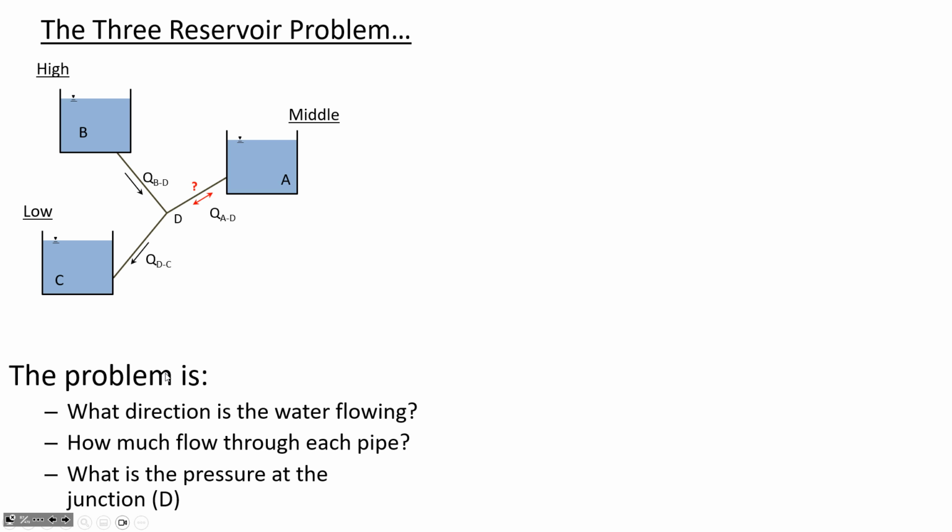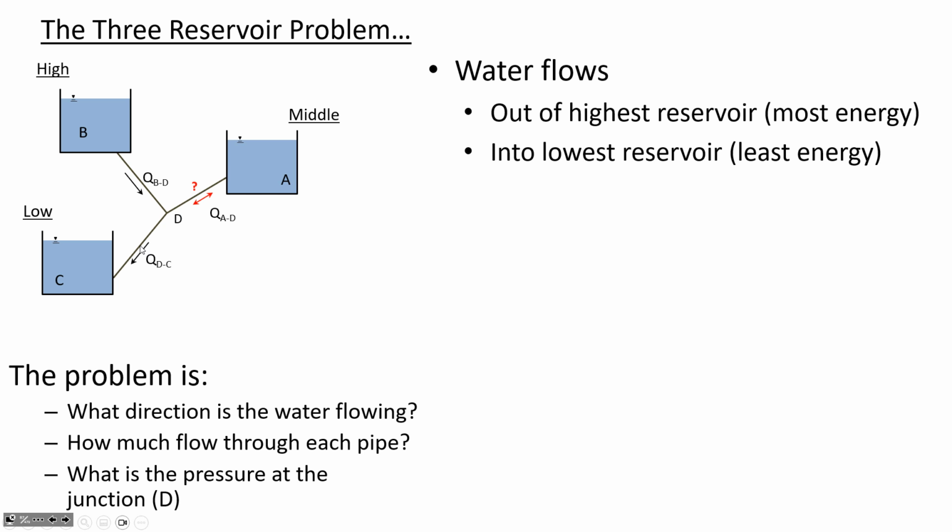And then part of that is the pressure at the junction. So the approach here is that we know water flows out of the highest reservoir into the lowest reservoir, but we're not sure about the middle reservoir at first. So since we're not sure, we have to start with a guess. And then we're going to check our guess. Starting with a guess will just allow you to get started with the calculations. You can kick things off.